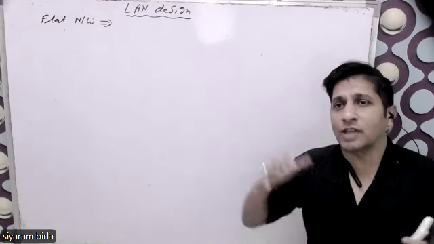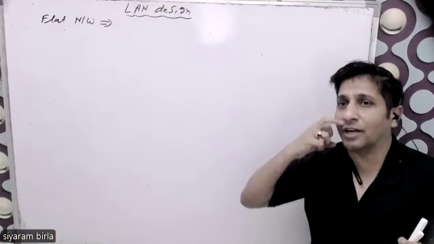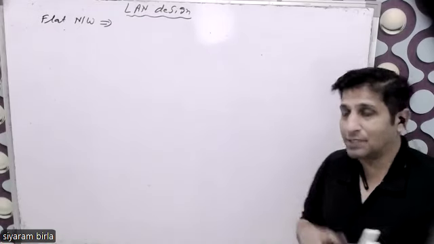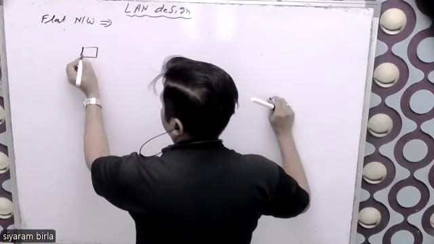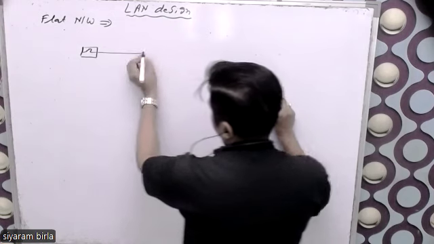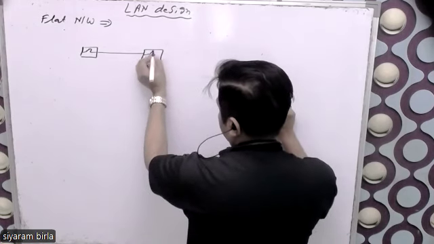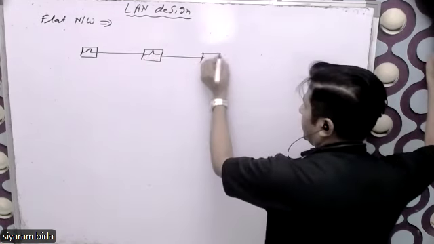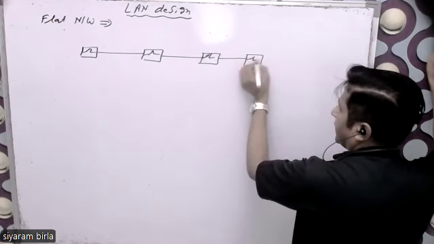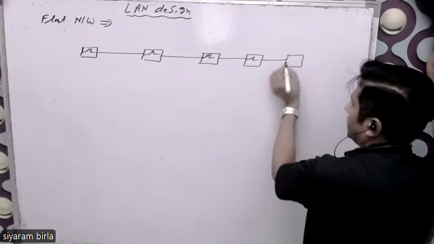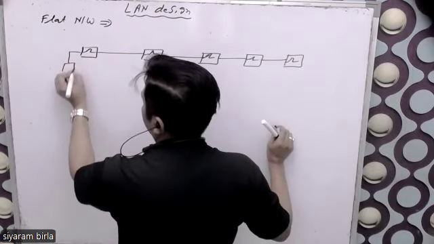Suppose all switches are connected serially. Serially means suppose this is one switch, this is the other switch. They are connected in series, serially. The fourth switch, the fifth switch, all switches are connected serially.